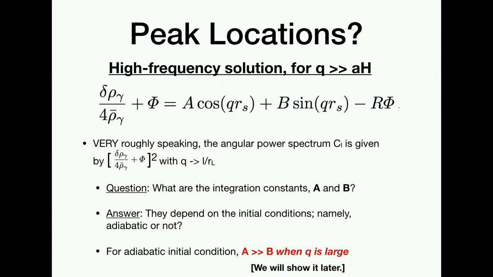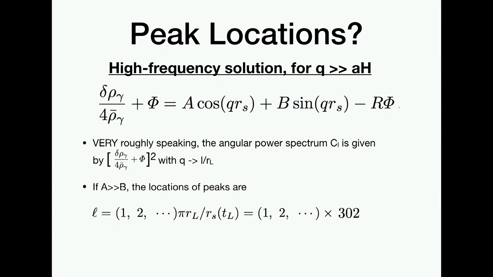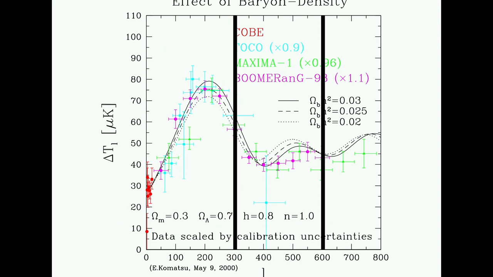All right, so let's take the cosine and square this, and k is l over r_L. Therefore, the peak locations would be given by this k r_s. When k r_s is pi, you get the large value. Remember, we're squaring it. So pi r_L divided by r_s times 1, 2, 3 will give you the peak locations. So it will be 300 times 1, 2, 3, 4, 5. Let's compare this to what we observe. That's a prediction. That's the actual peak location, and they do not match.